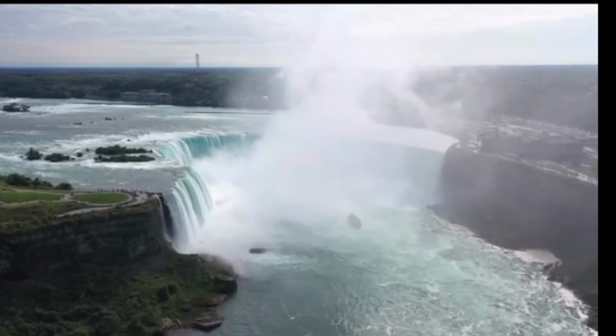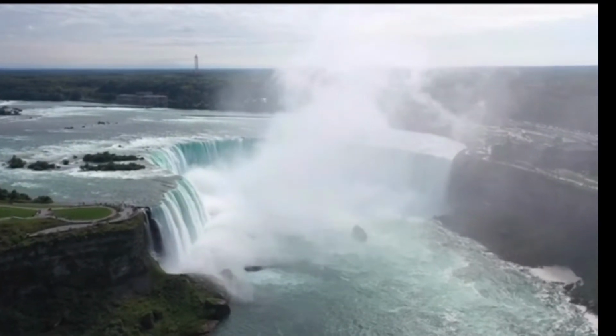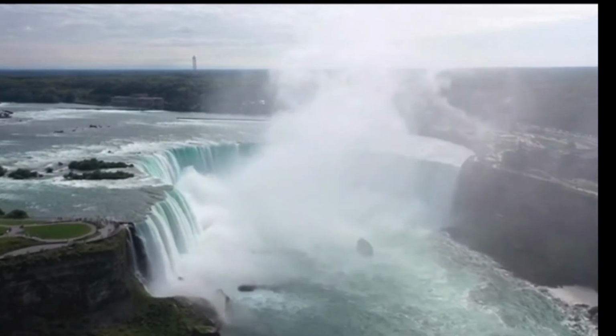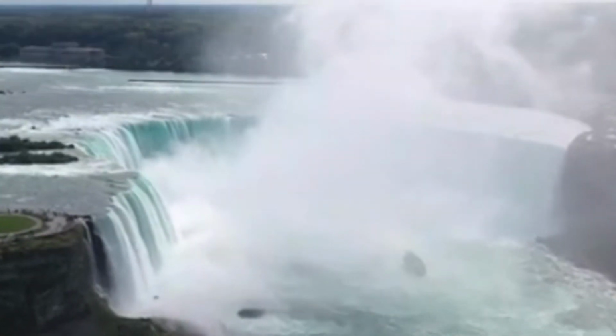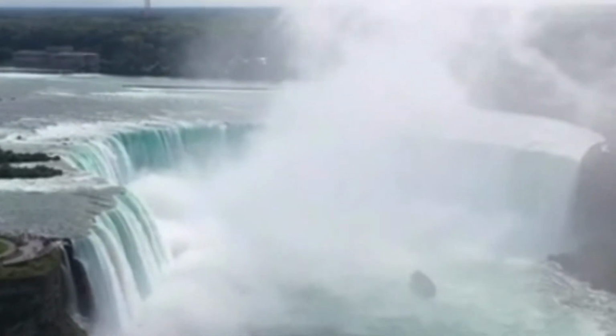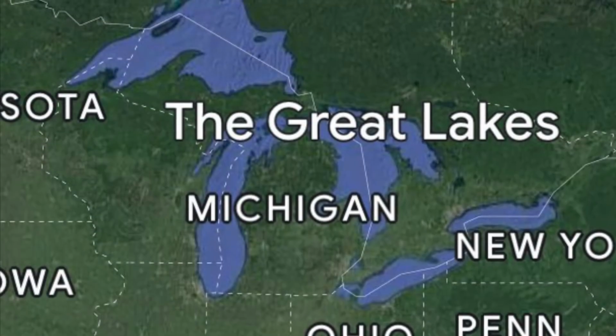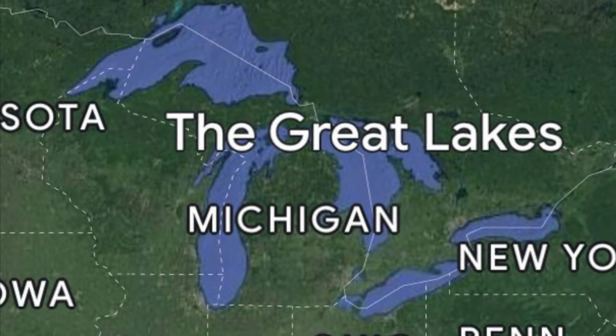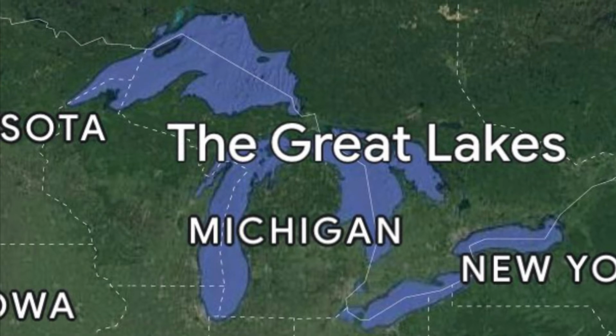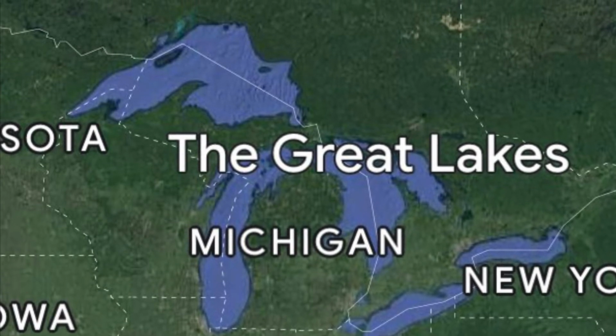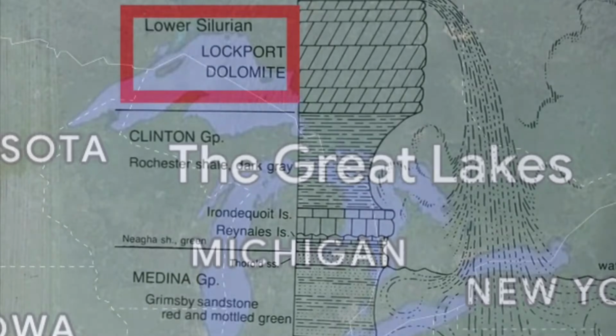On a brighter note, look at this. Everybody recognizes this as Niagara Falls, the famous falls. What has Niagara Falls got to do with dolomite? Back during Silurian times, there was a huge evaporite basin located where most of the Great Lakes are now.